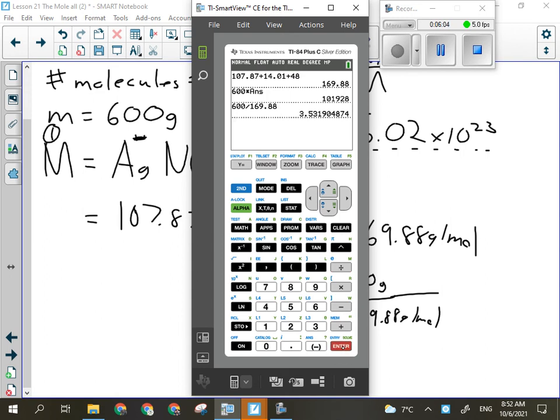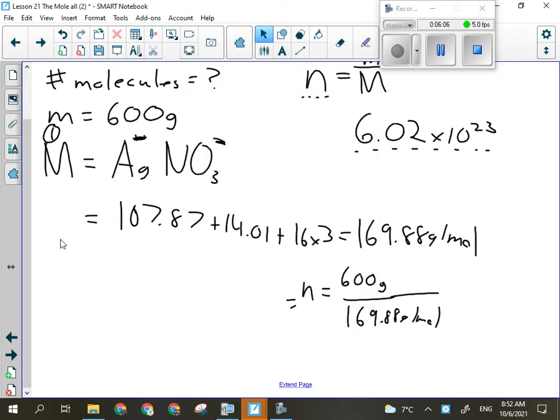All right, 3.53 moles. Okay, so now I know the number of moles, 3.53. Now, I rounded this off. When you're doing your calculations, keep all the decimals in your calculator. Okay, that's what you're always going to have to do going forward in chemistry, in physics, in biology, whatever.